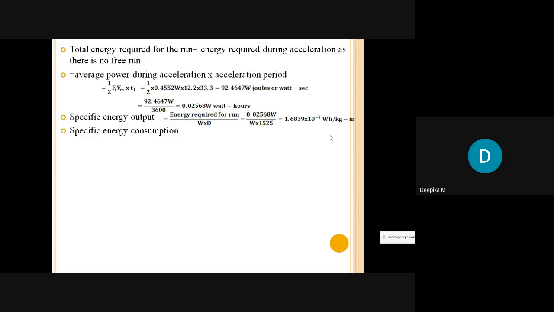But we have to calculate the specific energy consumption. So, what is the specific energy consumption? It is nothing but specific energy output divided by efficiency. Hence, it is 3.3678 into 10 to the power of 5 watt hour per kg meter.